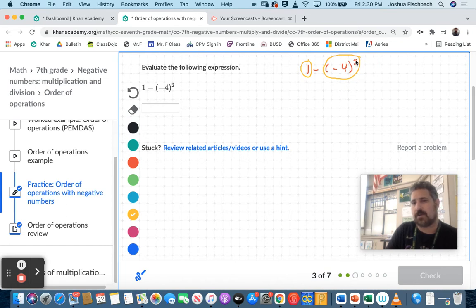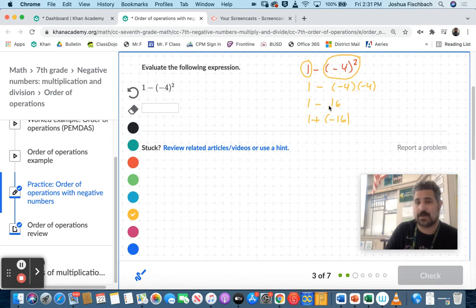And remember, the exponent only applies to what it's touching, but in this case, it's touching the parentheses. So it's raising that whole parentheses to the second power. So this is the same as 1, take away the quantity of negative 4 times itself, which is the same as 1, take away positive 16, because a negative times a negative is a positive, and 4 times 4 is 16. So this is 1, take away positive 16, which is the same as 1 plus the opposite of positive 16, which is negative 16, if you wanted to change your subtraction to addition. Remember, to change subtraction to addition, you just change what's being subtracted to its opposite, right? So taking away positive 16 is the same as adding a negative 16.